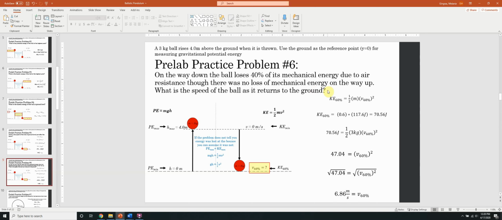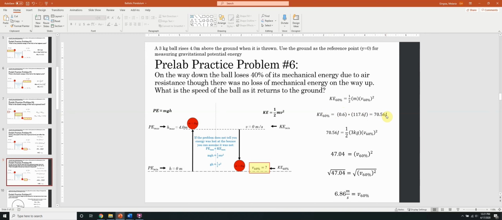So the setup of this problem is almost exactly the same as the setup for pre-lab practice problem number 5. The only difference is this time we have an extra step in the beginning because we have to find out what 60% of the kinetic energy is, right? Because we lost 40%, which means we're left with 60%. So in order to find what KE 60% is, we need to multiply KE 100%, which is 117.6 joules, by 0.6. And so we get that 60% of the kinetic energy is 70.56 joules.